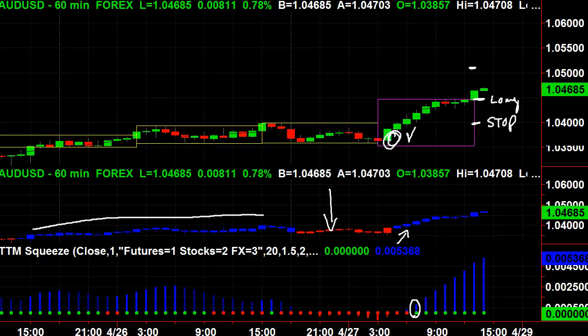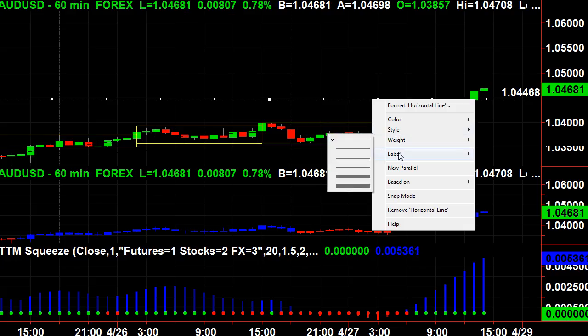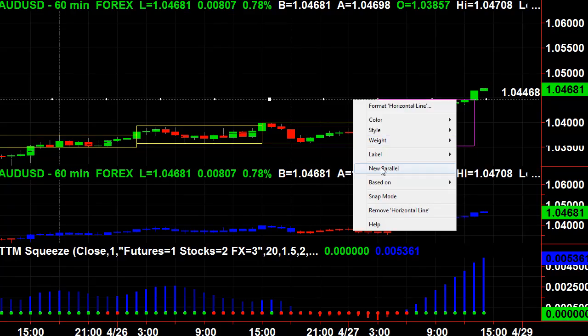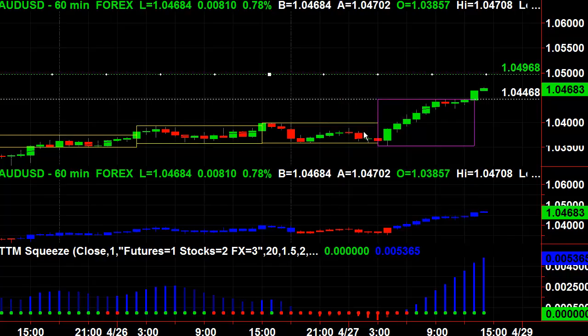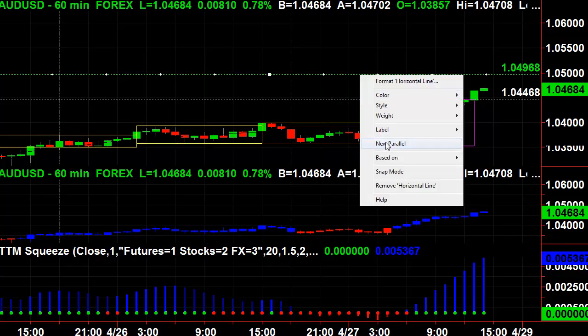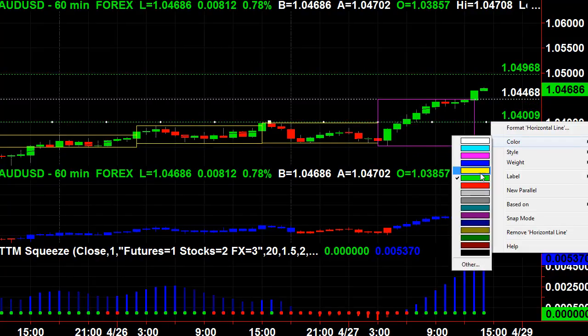So what I'm going to do is put horizontal lines on here so that you can actually see what's going on. So your entry on the long side would be 104.468. You could also go ahead and get it at 104.682. Your stop loss would be half the width of the box. New parallel. We'll make that your target. We'll make that color green. And then we'll go right, new parallel. And then half the width of the box is here. We're going to make that one red so it stands out.